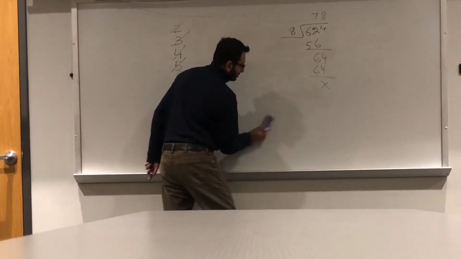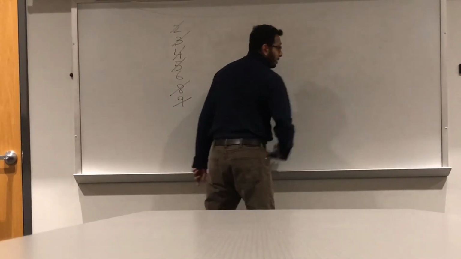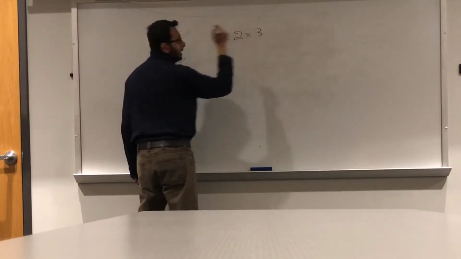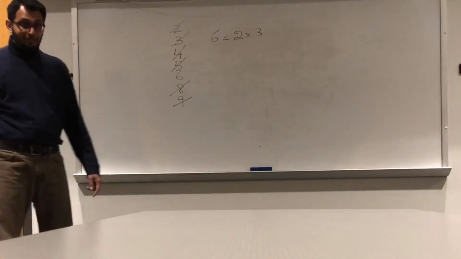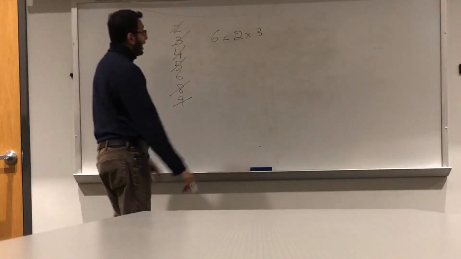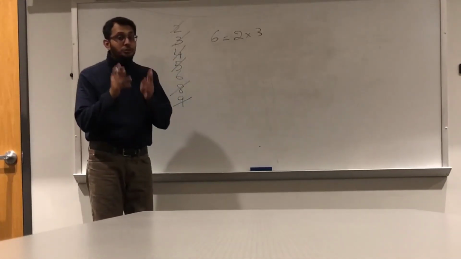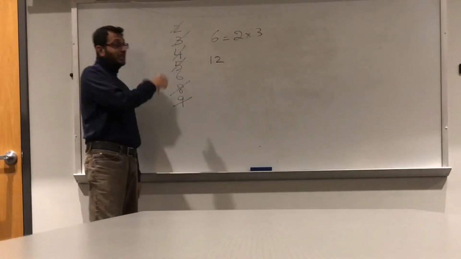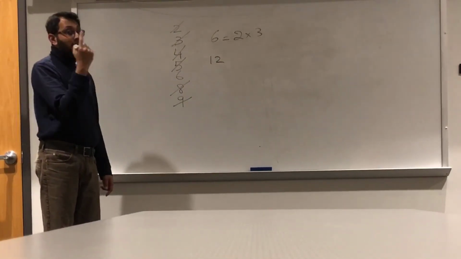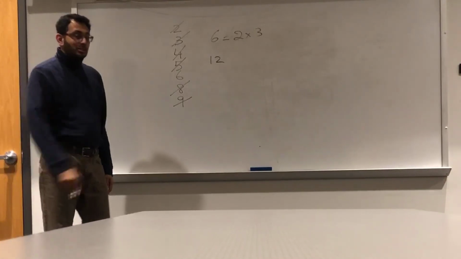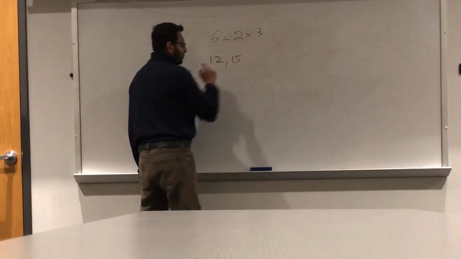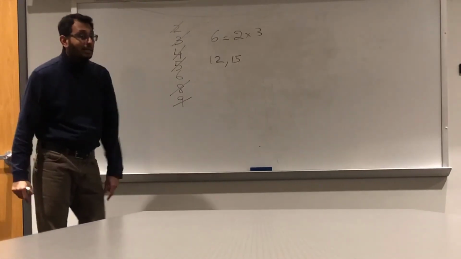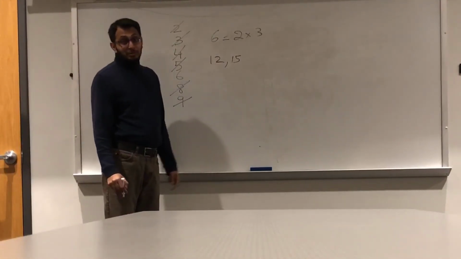Why is that? Because what is 6? It is 2 times 3. It is the product of 2 and 3. Therefore, it has to be divisible by both 2 and 3. Let's have a look at the number 12. 12 is an even number, divisible by 2 as well as 3, so it's divisible by 6. Let's have a look at 15. 15 is an odd number, not divisible by 2, only divisible by 3, therefore not divisible by 6.